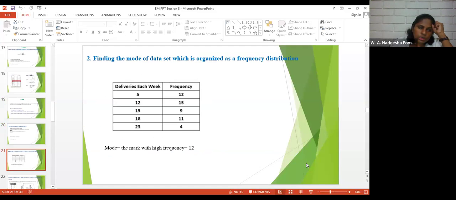If you go to a frequency distribution, by looking at the frequency, you can see the highest frequency is the common value. So here the highest frequency is 15, so the mode is 12.